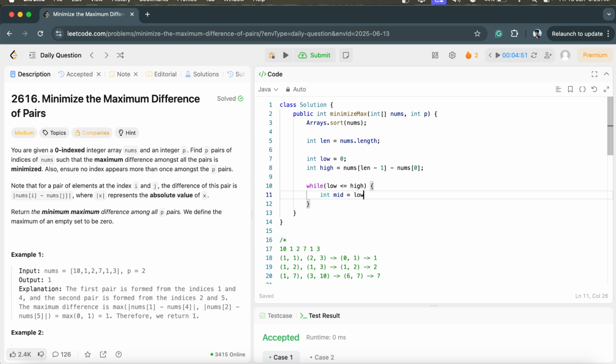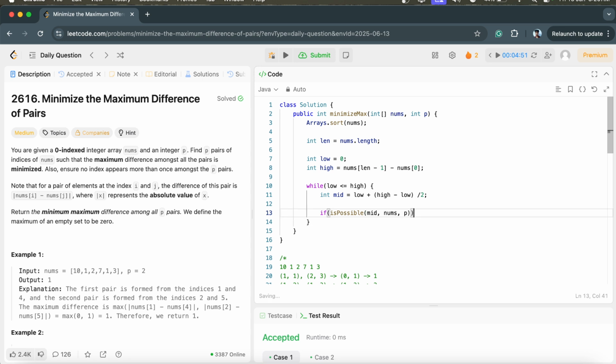Mid equals low plus high minus low divided by 2. Now we got the mid. What we can do is we'll check if it is possible. Okay, whatever the mid value that we got, if it is satisfying, if it is giving us the ranges or not. So if it is possible, definitely whatever the higher values that we have will also satisfy. We'll create the answer and we update this value.